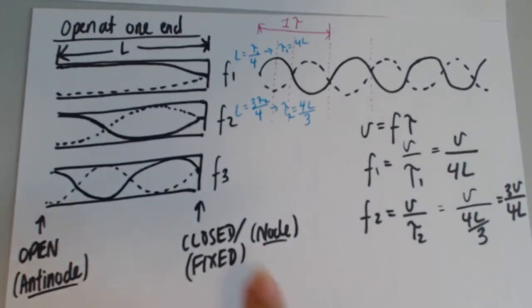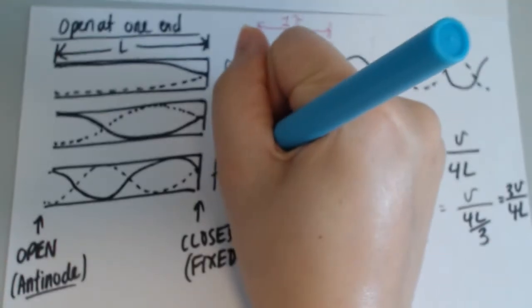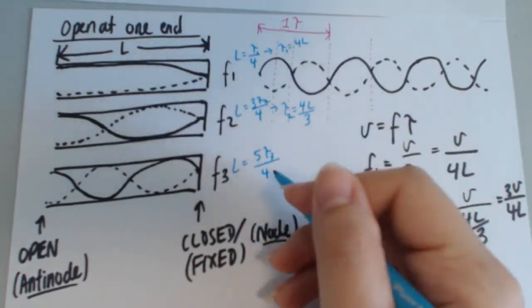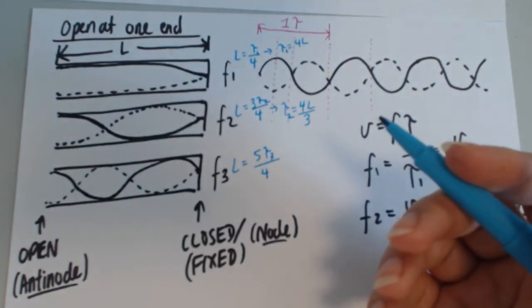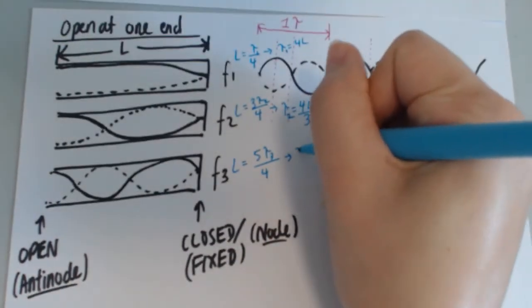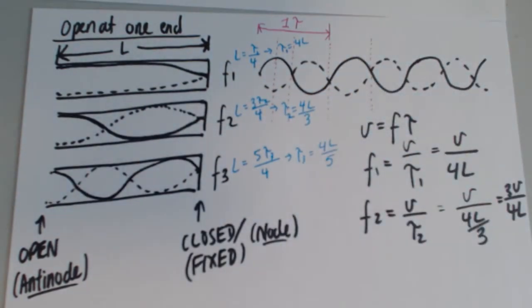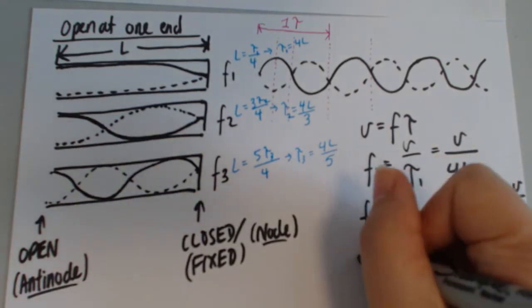Okay, so now I have 1 1/4 wavelengths. Although I don't want to call it 1 1/4, don't use mixed fractions. Use improper fractions. So L is equal to 5 lambda 3 over 4. 5 over 4 is the same as 1 1/4. Okay, so we rearrange this for lambda 3 and we get 4L over 5. We're going to use that when we calculate F3.